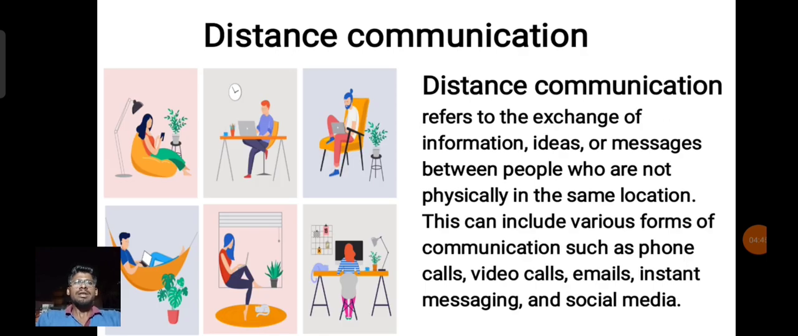Distance communication. Distance communication refers to the exchange of information, ideas, or messages between people who are not physically in the same location. This can include various forms of communication such as phone calls, video calls, emails, instant messages, and social media. In distance communication, we can communicate through phone calls, video calls, emails, and other forms of messages. We can communicate our ideas, imaginations, information, and business problems or solutions with our new technology called video calls, etc.